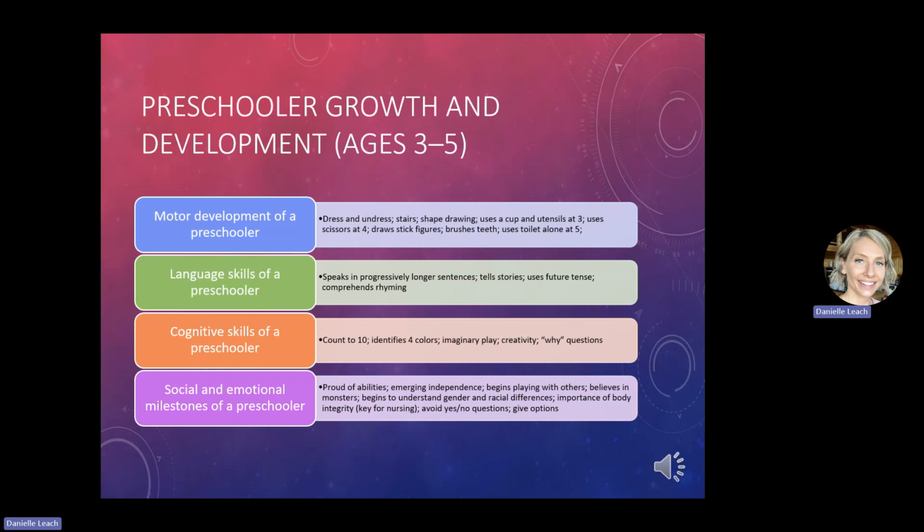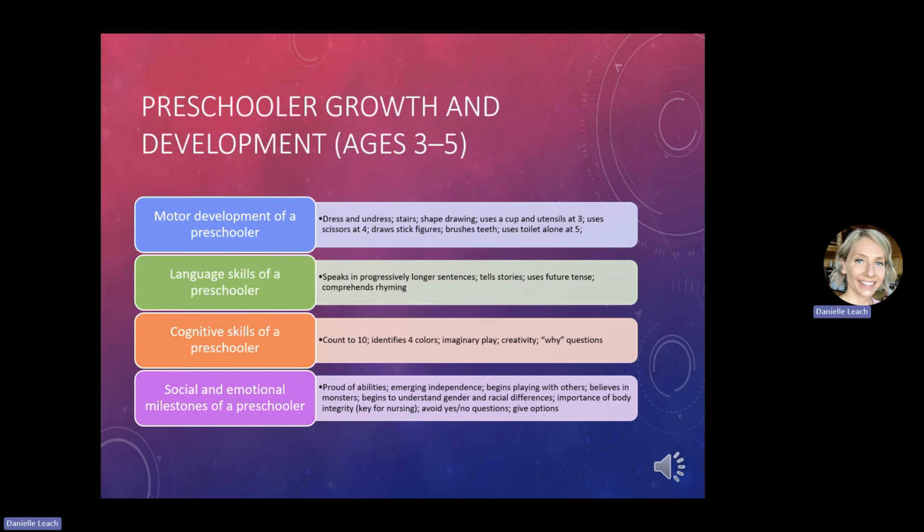Preschooler growth and development. So this is ages 3 through 5. Under the motor development category, they can start to dress and undress themselves. They do still need assistance, but they can start doing that at about age 3. They can go up and down the stairs without assistance around age 3. They can start to draw simple shapes like squares, circles, triangles. They can start to use utensils, like a fork and a spoon and an actual cup around age 3.